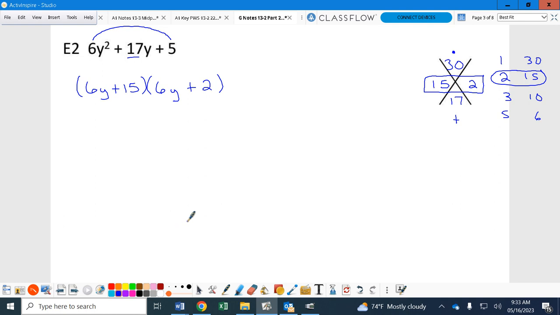Excuse me, guys. So, is there anything that will cancel out with the 6 and the 15? What can I divide by to simplify that? 3. Is there anything that will simplify out of 6 and 2? 2.